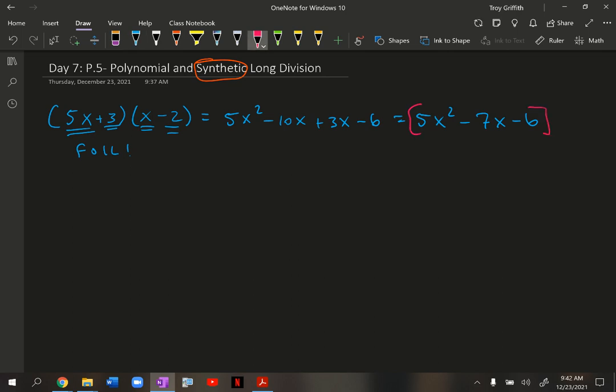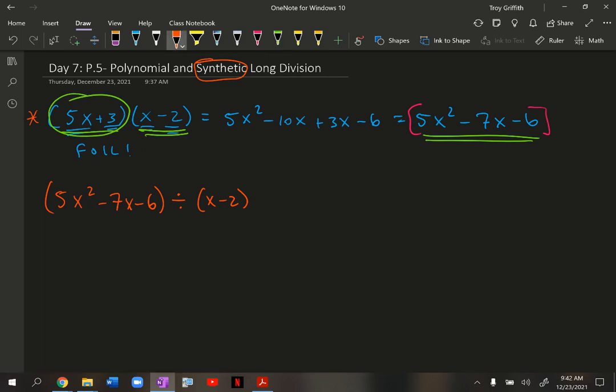Now, with that in mind, and here's kind of the big idea of today, what if this is true, what would I get if I did 5x squared minus 7x minus 6 divided by x minus 2? Well, if I just look at what I did up at this previous step, if this times this is this, then what that means is this divided by this should be whatever I get here. This works very consistently when it comes to numbers. So I'm expecting that when I'm done with this, I should get 5x minus 3.